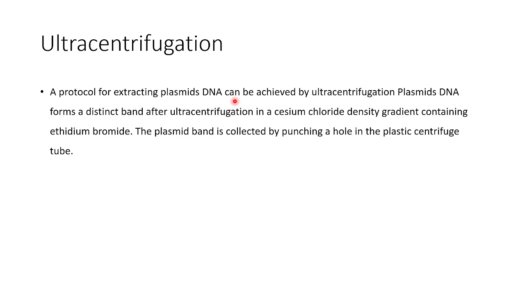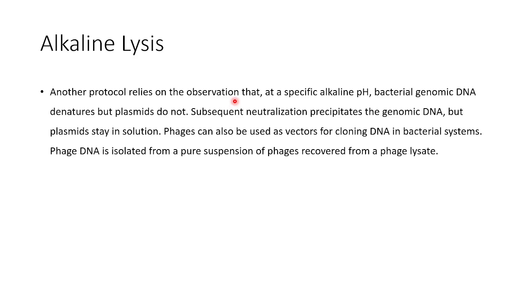So plasmid DNA forms distinct bands after ultracentrifugation in a gradient using cesium chloride and ethidium bromide. Now the plasmid band is collected by punching a hole in the plastic centrifuge tube. So this is the process of plasmid isolation. Then there is alkaline lysis.